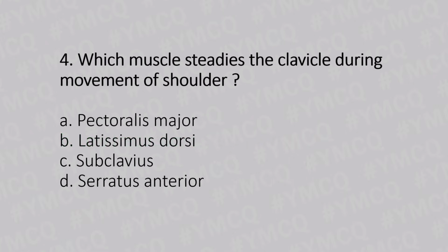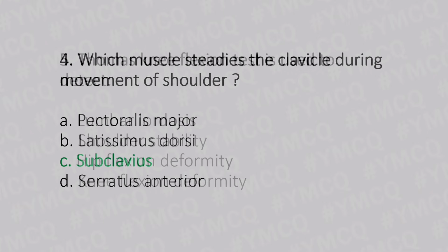Which muscle steadies the clavicle during the movement of shoulder? Option A, pectoralis major. Option B, latissimus dorsi. Option C, subclavius. Option D, serratus anterior. And the answer is option C, subclavius. Moving to our fifth question.